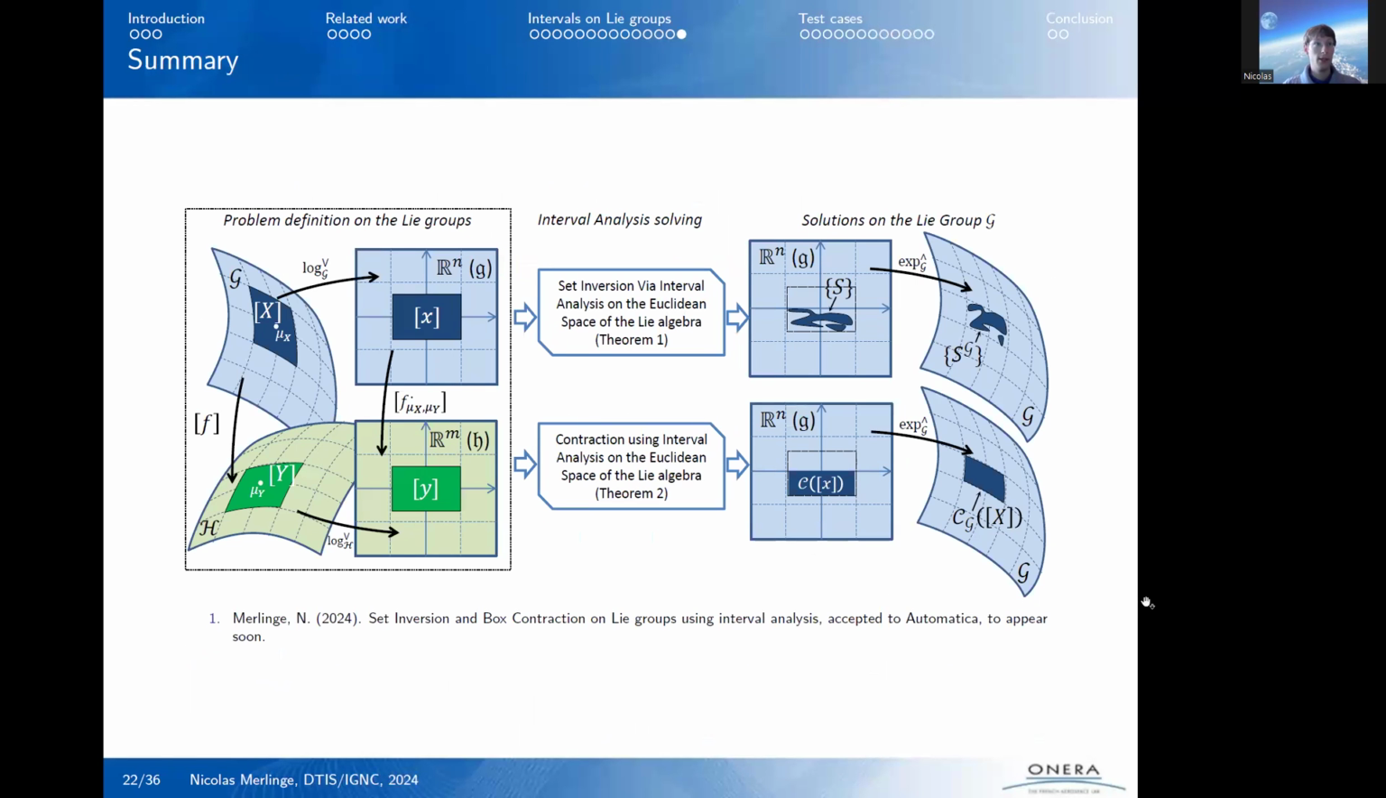So to summarize, what I've presented is a way to parameterize a problem in Lie groups, so a set inversion or box contraction problem inside Lie groups. We can translate it in terms of an equivalent Euclidean problem. We can solve it with classic interval analysis algorithms, and we can derive a solution that is meaningful in terms of uniqueness in the group and that has a bounded volume in the group.